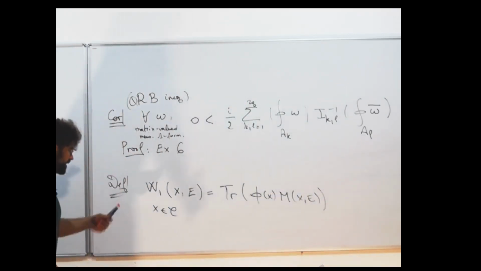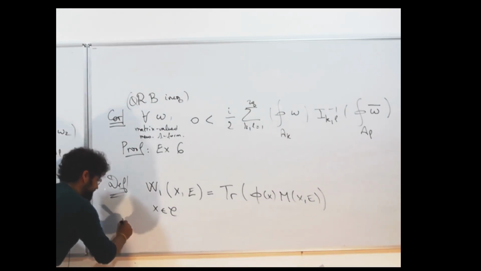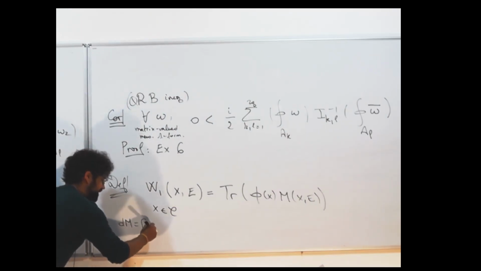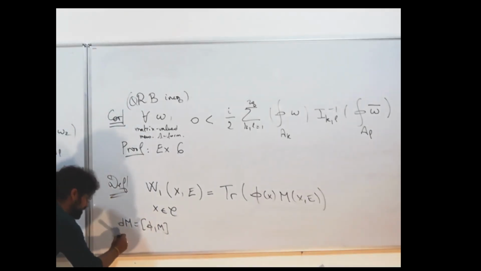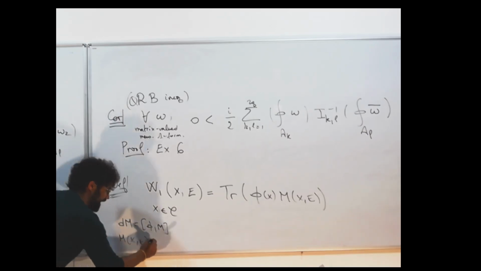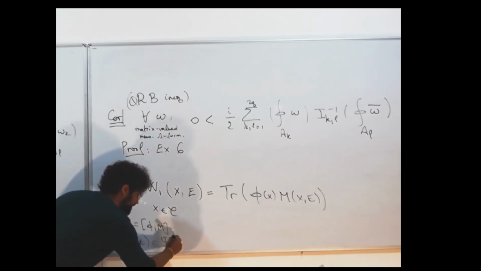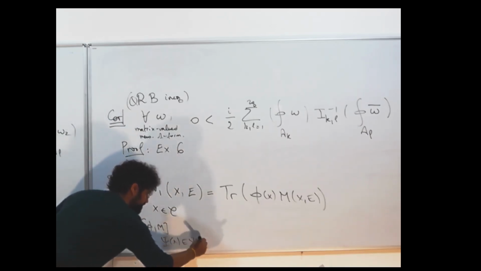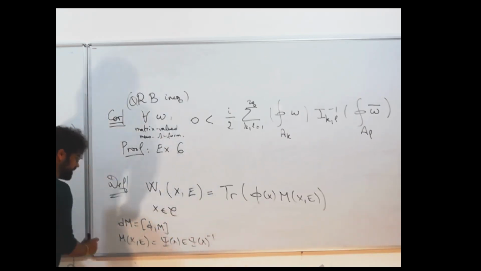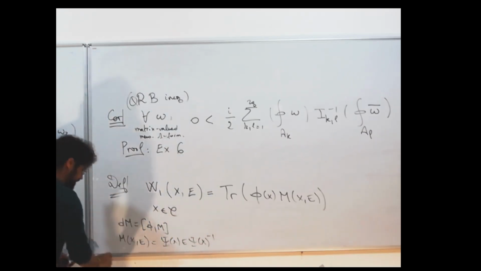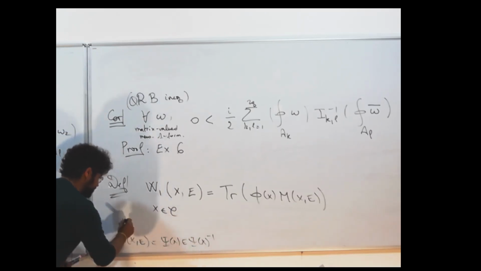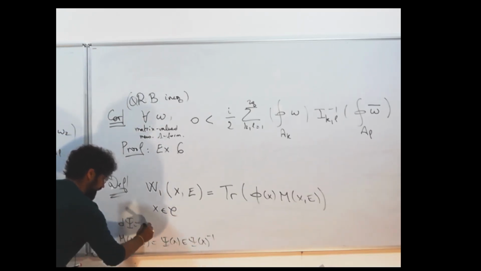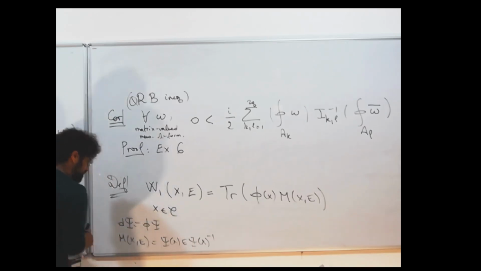Let me remind you, we had the differential system in the form dm is phi m, and we were generically solving this with m of x, E as psi of x E psi of x minus 1, where psi was in fact the solution of d psi is phi psi.